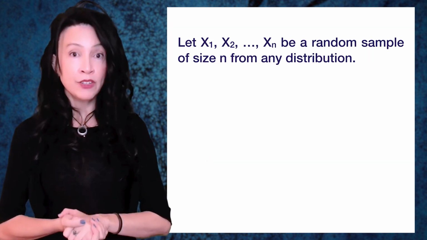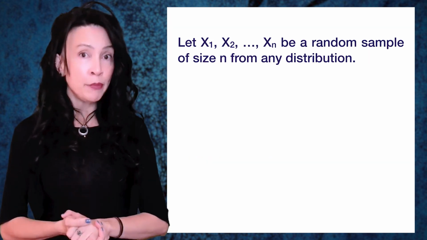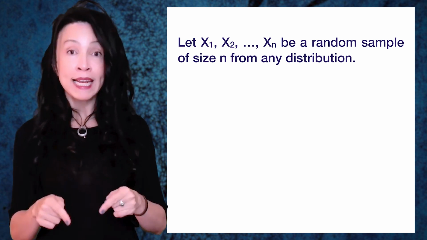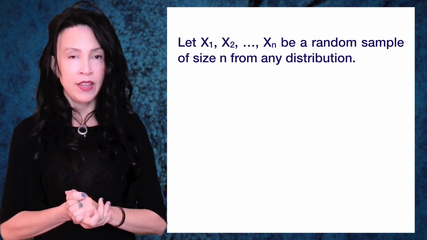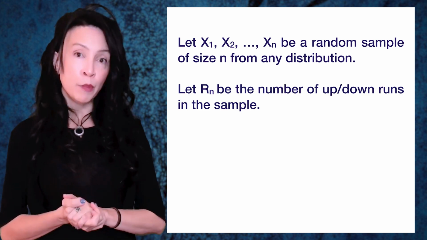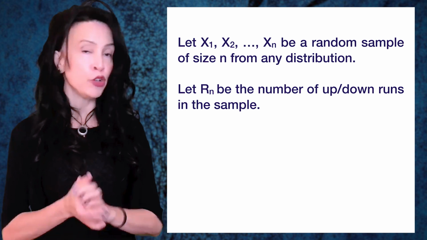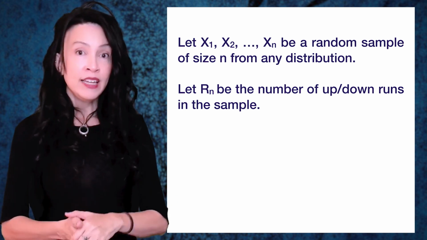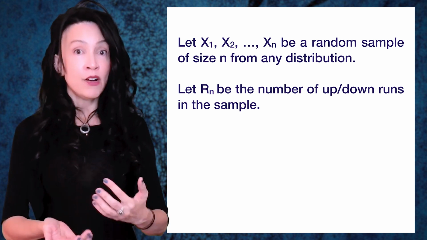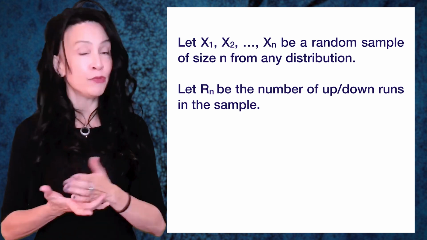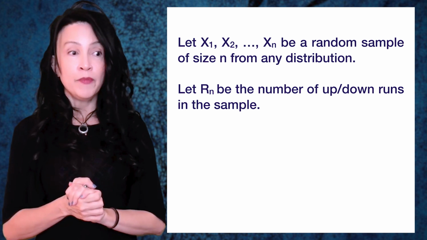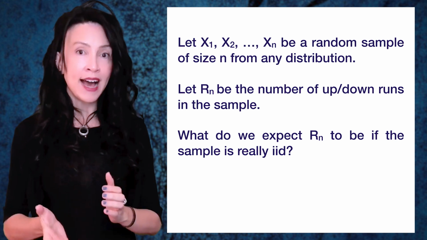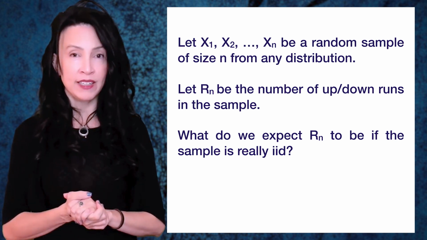Let x1, x2 up through xn be a random sample, so this means they're independent and identically distributed, of size n from any continuous distribution. I'm going to let Rn be the number of up and down runs in the sample. Before we take the sample, we don't know what Rn is. It is a random variable. If we take another sample, then Rn is going to be different, so it's changing. It is random. And what do we expect Rn to be if we truly have independent values being generated?